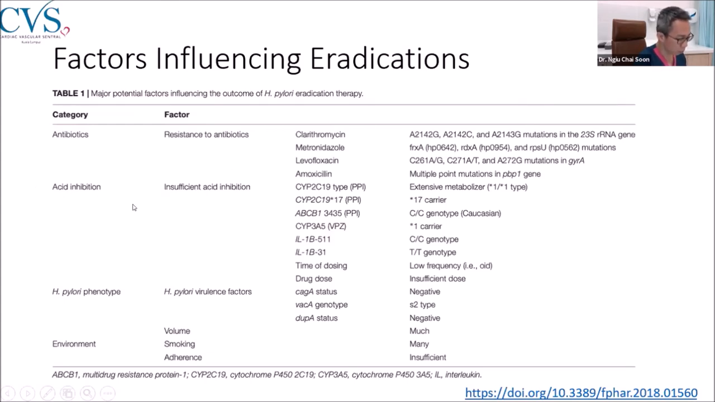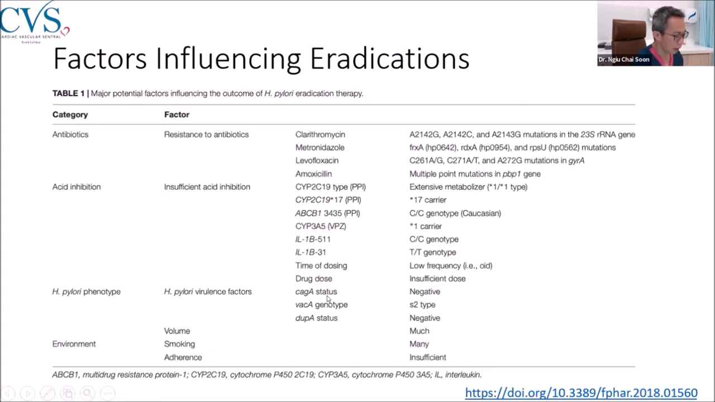Acid suppression is also very important, because insufficient acid inhibition can lead to failure of treatment. And there are some genetic profiles of patients that may predispose them to be high metabolizers of the proton pump inhibitor, making the treatment fail. Besides that, the time or duration of the dosing is very important as well. Later, we're going to talk about it. And the dosage used to eradicate this bacteria is also very important. And talking about the bacteria itself, the phenotype of the bacteria is also very important.